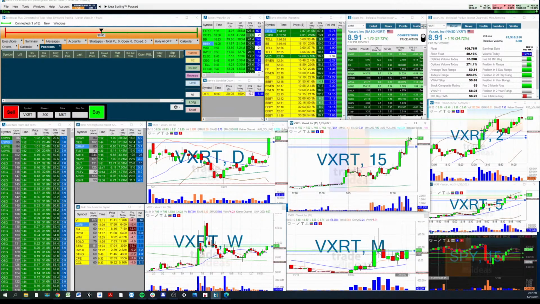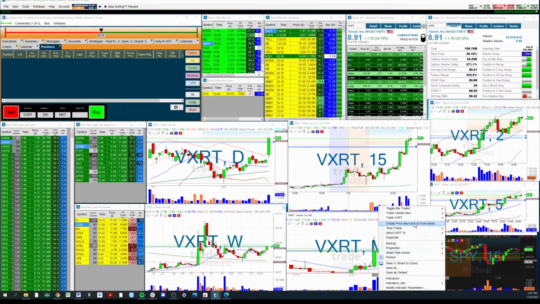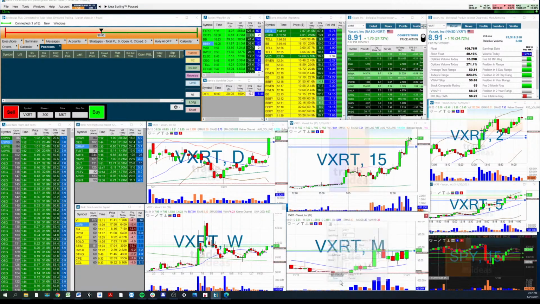Look at the monthly chart on this. Just get out of this area here. And that's the VXRT. Look at the monthly chart. If it can clear that 940 area, just look left. Look at all the room.